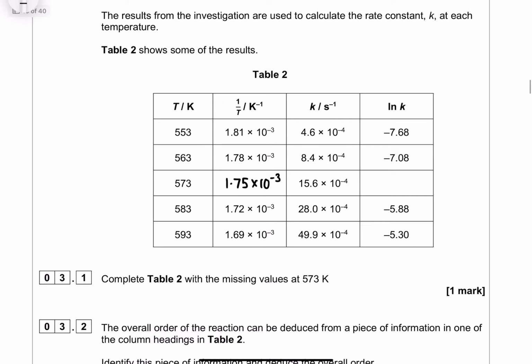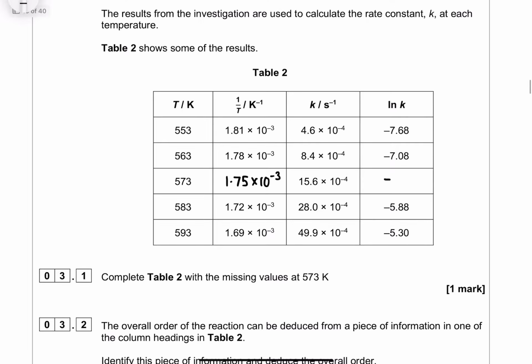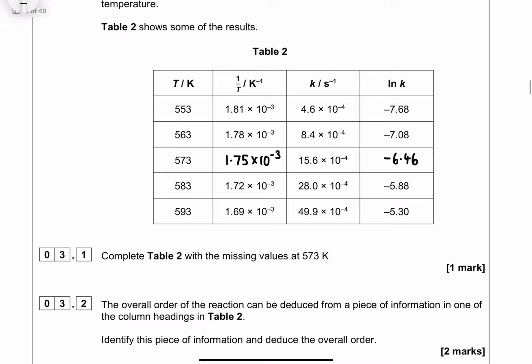And then we need to take the natural log of the rate constant. So we press the ln button on your calculator, you need to find that, and then type 15.6 times 10 to the minus 4. And on your calculator, again, we want 3 significant figures. Mine says minus 6.463. So we want to give it to 3 significant figures, same as the rest of the data in the table.